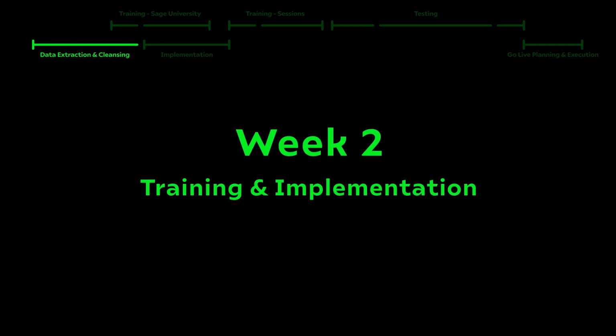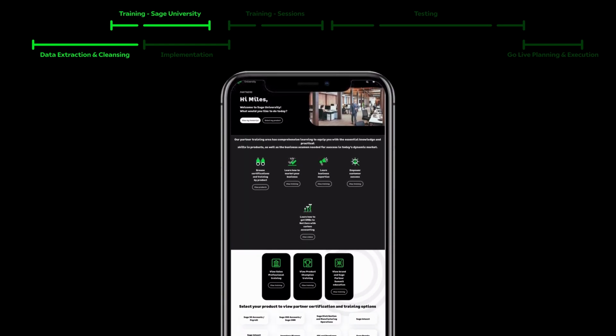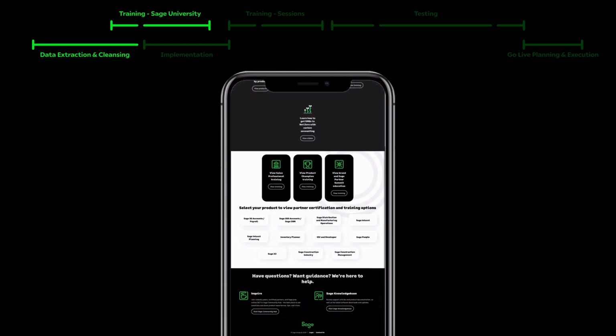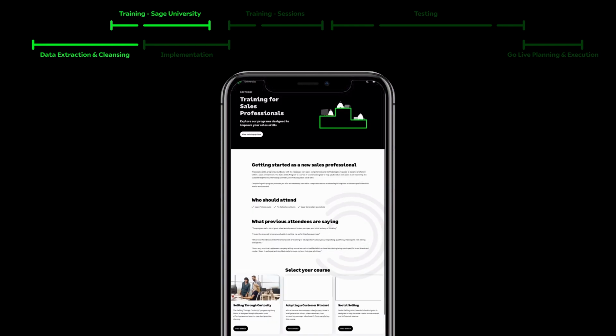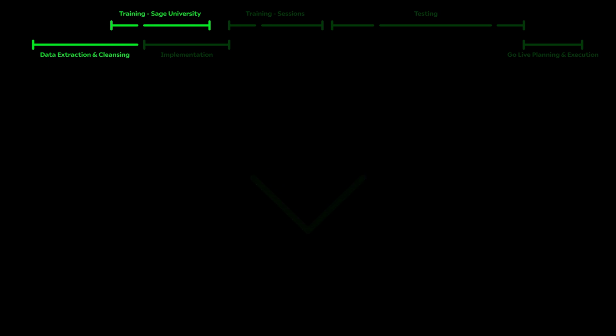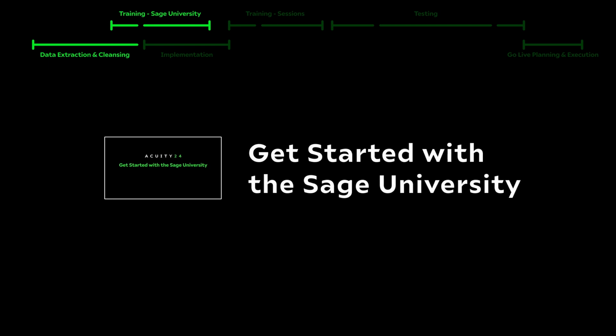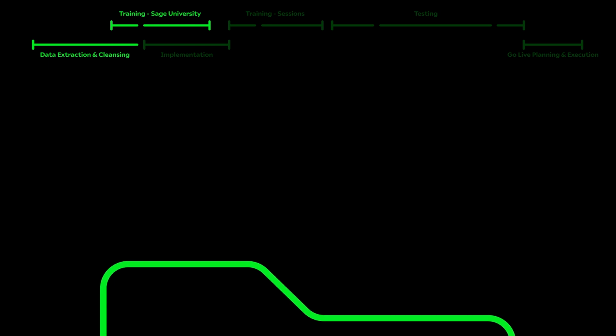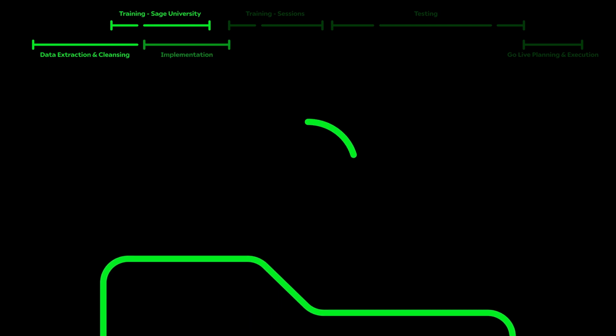The second week of the program is where you'll begin your training activities. This will be in the form of on-demand content, which is accessible via Sage University. A full plan of the content that is required to be completed has been provided in your welcome pack. This can be found below, as well as a booklet on how to access Sage University. Whilst you're busy with your on-demand training content, the Acuity Services team will be busy loading and validating the data you've provided at the end of week 1 into your system.